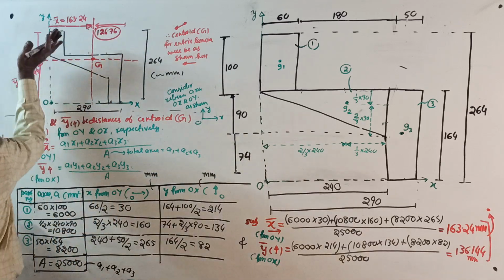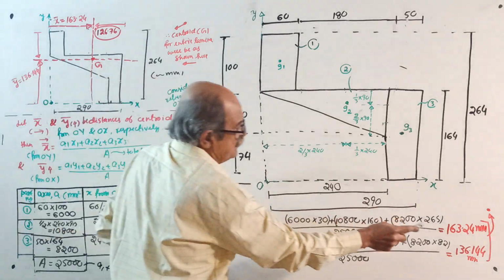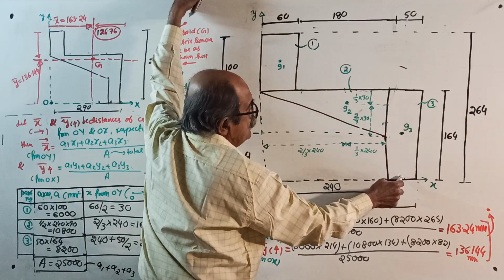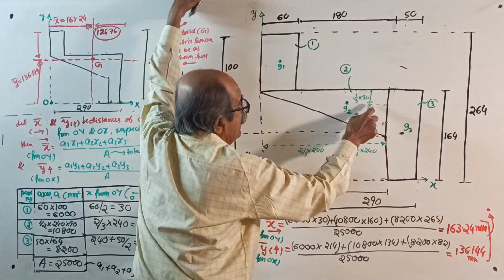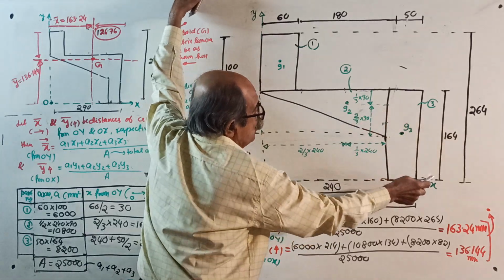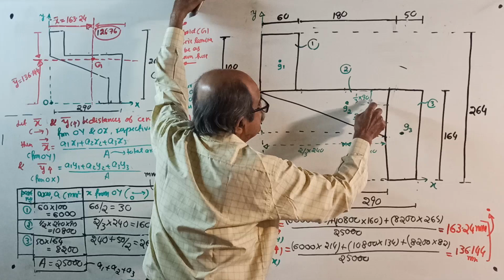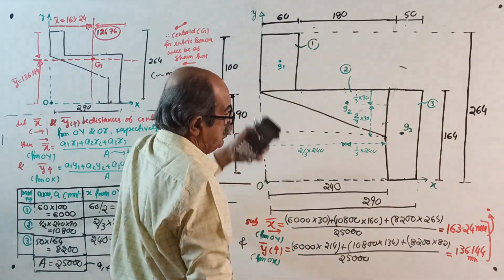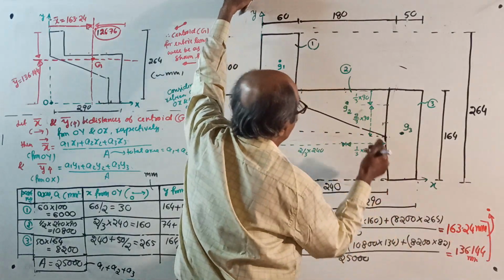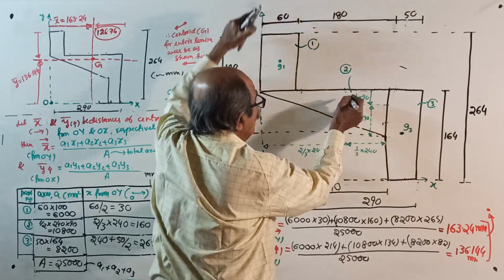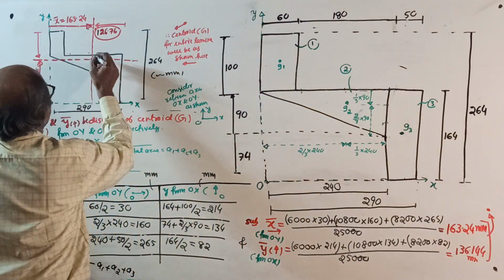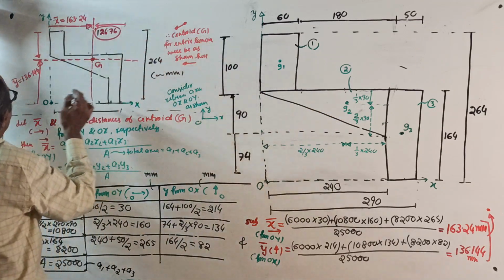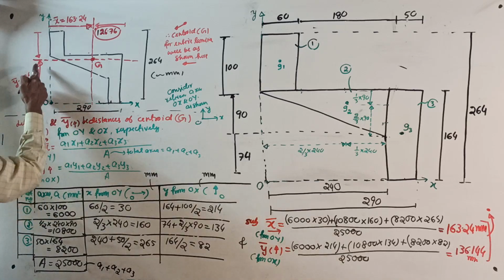Y bar from here, we got how much? 136.144. Here, this is 164 by 2 is 83, further above. Up to this centroid is 164 minus 30. 164 minus 30 is 134. We got 136.144, slightly above centroid of triangle. Slightly above centroid. Okay, you mark here. This is centroid G for the entire lamina. This is your Y bar, 137.4.